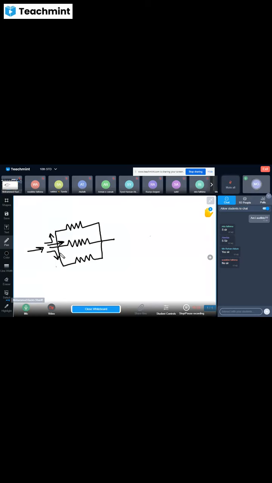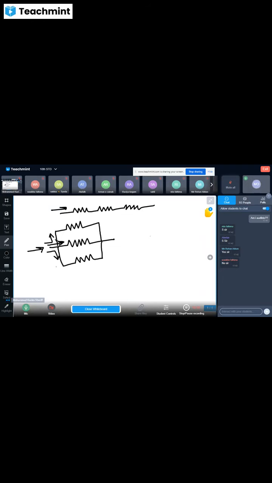Got it? Each one has its own benefit, which we will see after some time. So let's first understand how resistors look when connected in series. It's very simple. You just connect one after the other. In this case, the current will not divide. The same current will flow through each of the resistors.